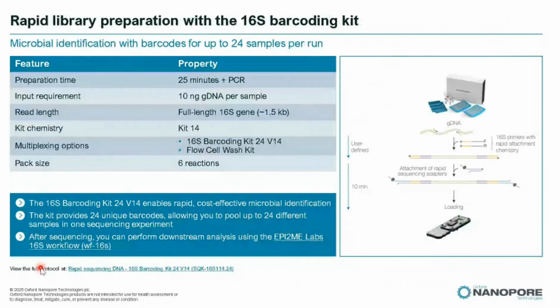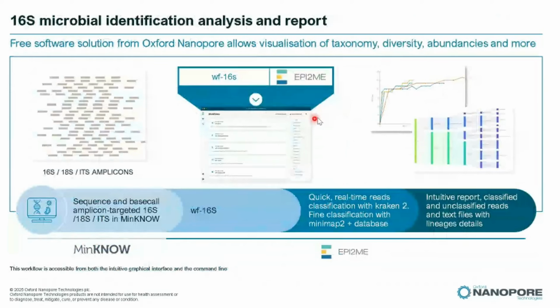So this is showing the product from Oxford Nanopore for the 16S sequencing application. So this is showing that we have the analysis workflow available for the 16S sequencing to give you the information of the taxonomy, the diversity, as well as the abundance.